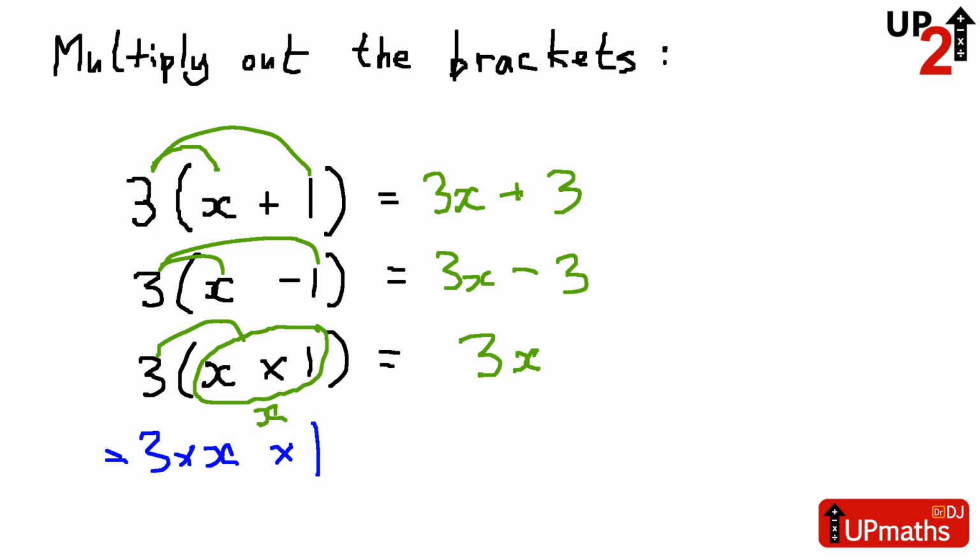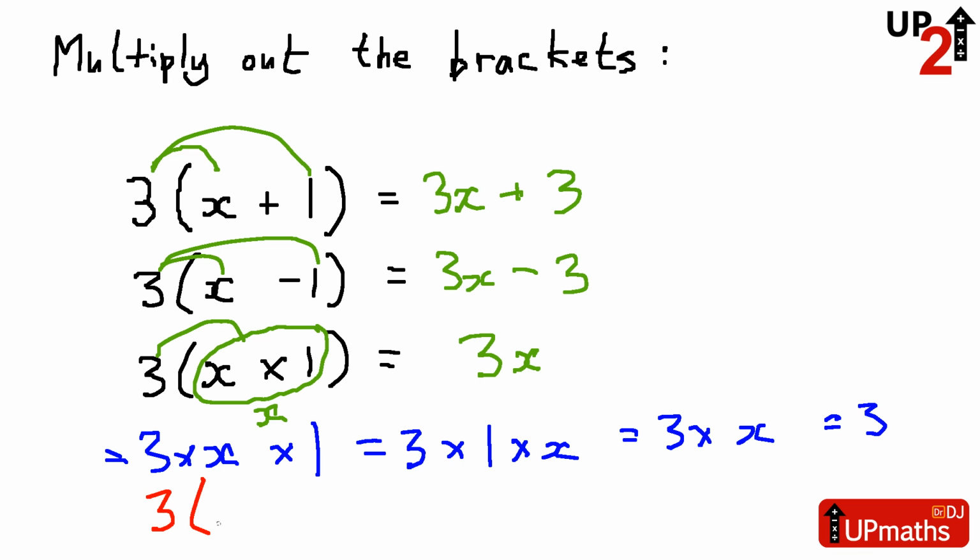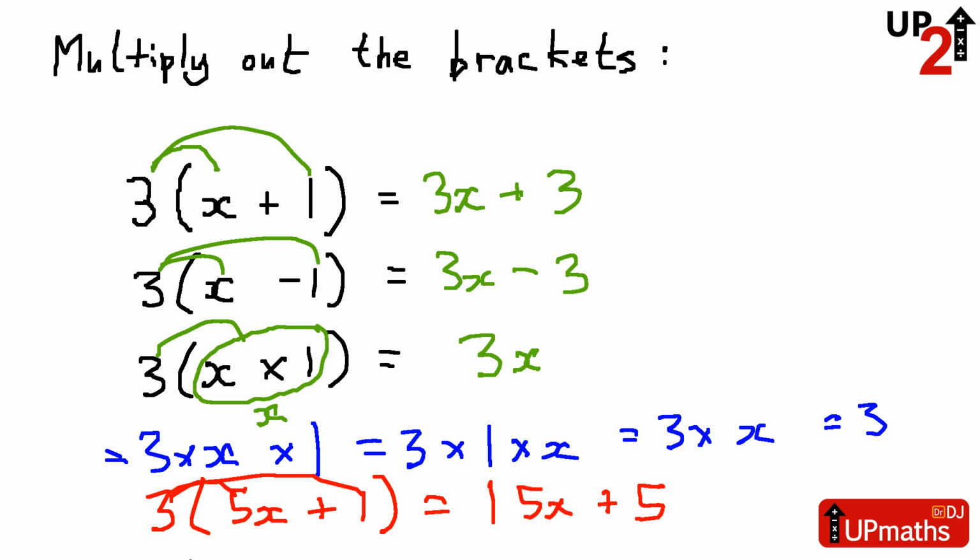The reason being, the brackets don't matter because it's only times sign, so everything happens at once. I can write it in any order, so maybe write it as 3 times 1 times x. 3 times 1 is just 3, so that's just 3 times x, which is just 3x. Let me just do another example, just if you want me to make that a little bit clearer. What if I had 3 times 5x plus 1? Well, 3 times 5x, that's 15x, plus 3 times 1 is 3. So that was a bonus example.